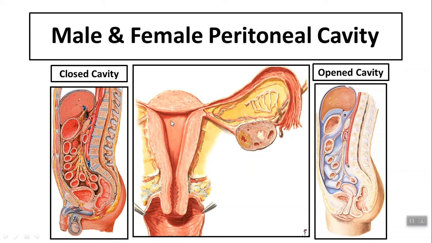So there is a risk of spread of infection from the genital tract to the inside of the peritoneal cavity. Why? Because of this connection with the exterior.